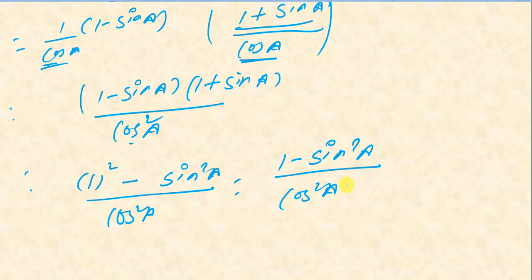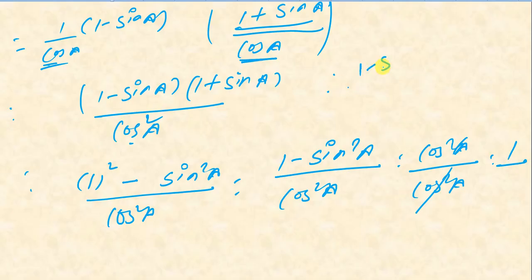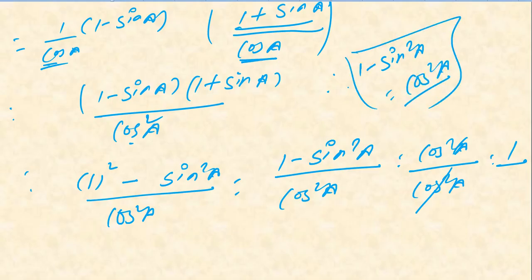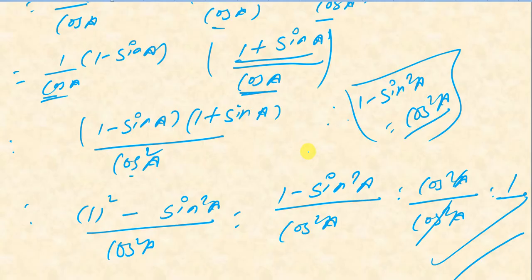We know that 1 minus sin square A is equal to cos square A, is our formula. So cos square A upon cos square A is equal to 1. Formula: 1 minus sin square A is equal to cos square A. So proved. This is a very important question for every exam.